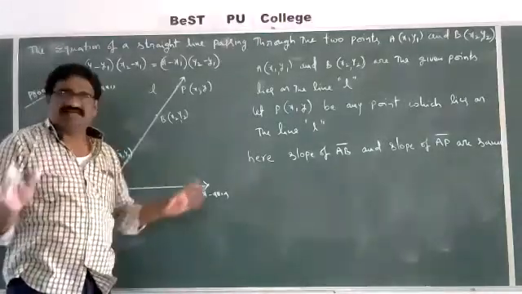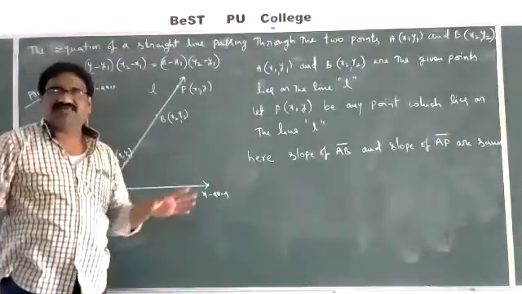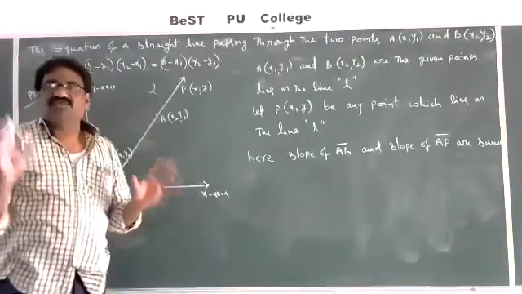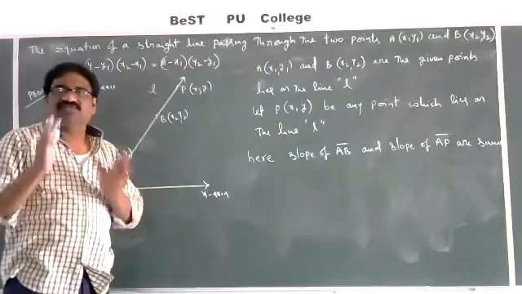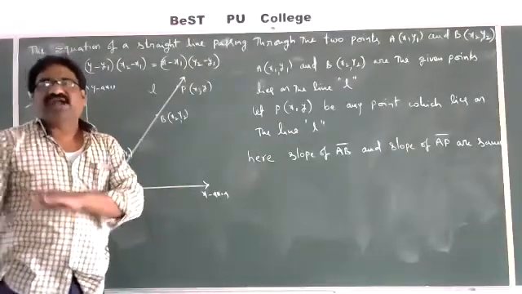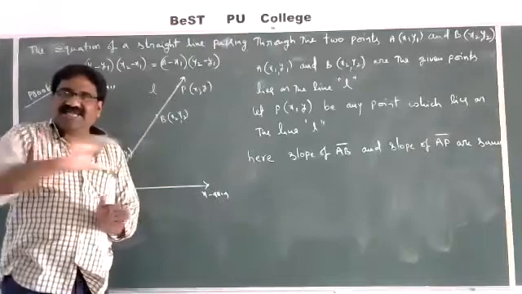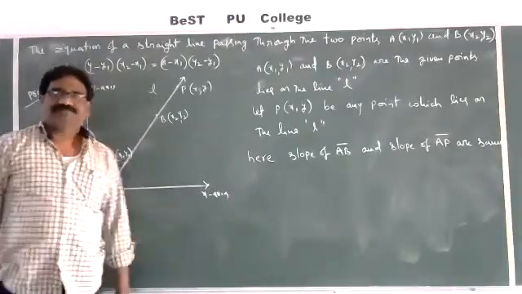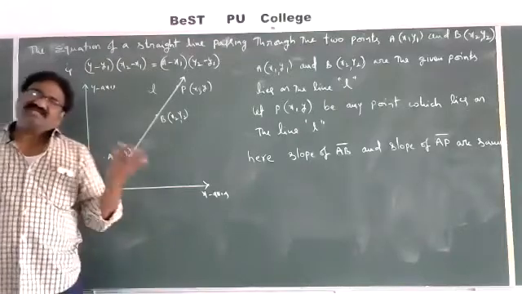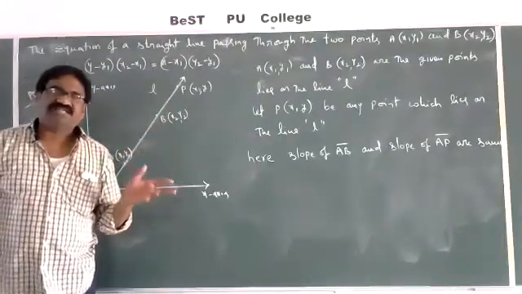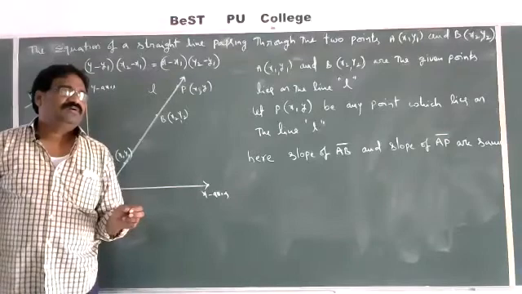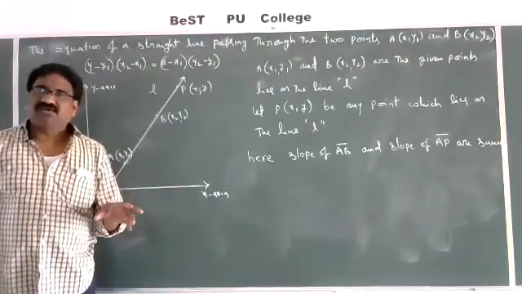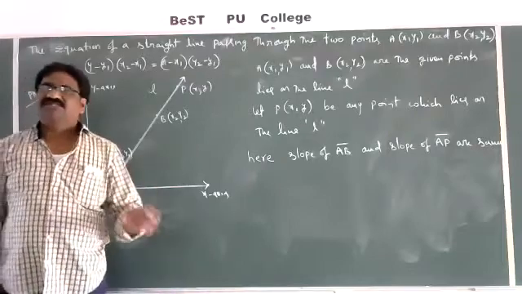If 3 points are given, and we want to show that the given 3 points are collinear, first you find AB slope, then BC slope, then AC slope. You get the same answer, then we say that the given 3 points are collinear. Another way is also there. The area of the triangle is equal to 0. You know the area of the triangle? If the area of the triangle is equal to 0, then we say that the given 3 points are collinear.